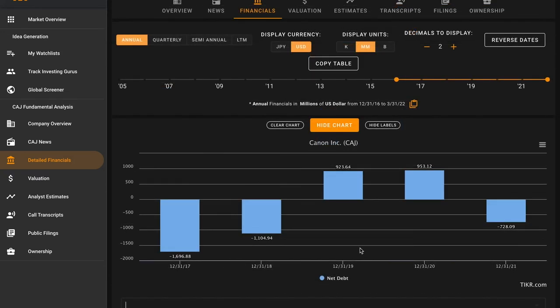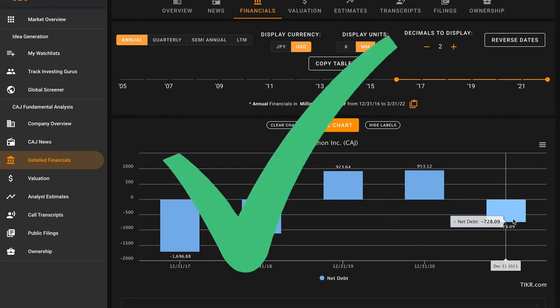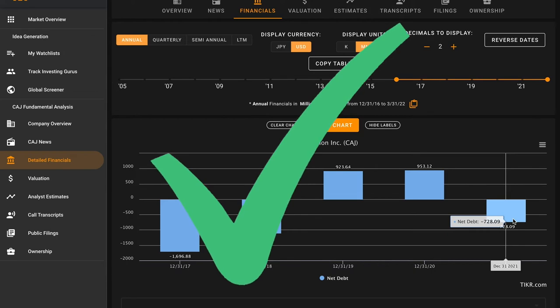Pillar number 7, we want Canon's net debt to be below their 5-year average free cash flow multiplied by 5. So Canon has a negative net debt of $728 million. What this means is that net debt is long and short-term liabilities minus cash and cash equivalents. So Canon actually has $728 million of cash and equivalents on their balance sheet after paying off all their debts. So they have positive cash on their balance sheet. Pillar number 7 is going to be a check without even running the calculation.